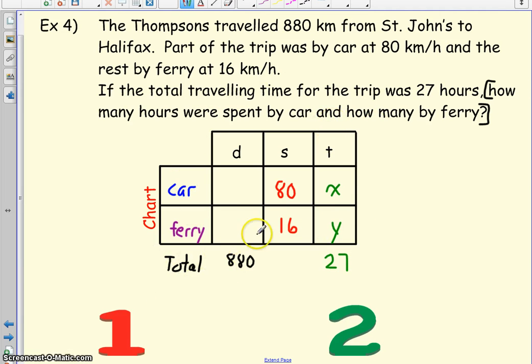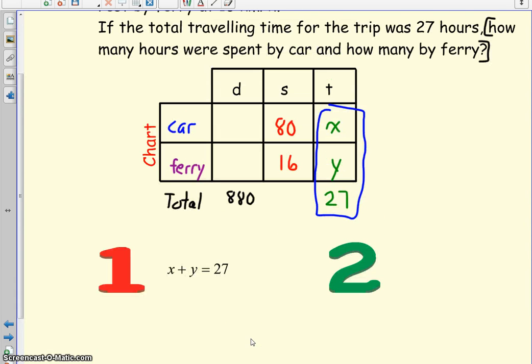So for starters now, if I actually look at my column here for time, I'll see that I know the total time, and I have already defined variables for the time for car and ferry. So I actually have an equation already. Looking at this column, I know that the time spent by car plus the time spent by ferry will be 27 hours in total. Okay, so I can use that to get my first equation. Again, time spent by car plus time spent by ferry will be 27 hours in total. And that's a really good start to have that one equation down.